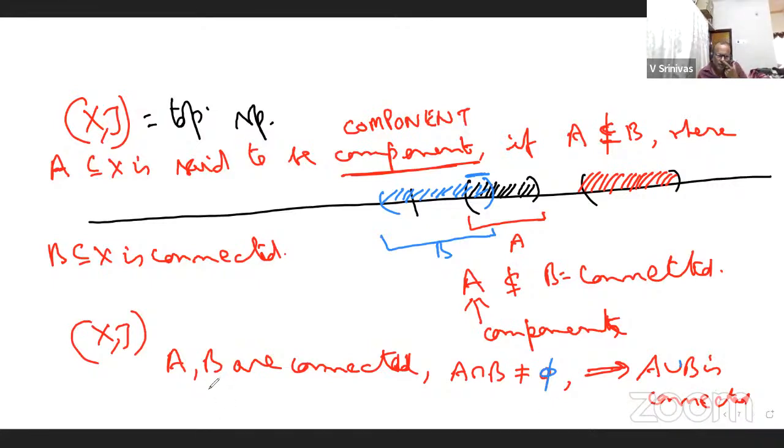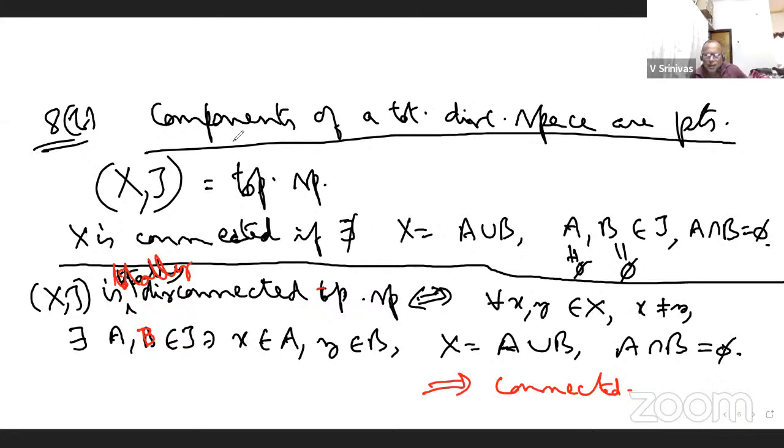So if you have two intersecting connected subspaces, out of these you can generate a larger connected subset, a connected space larger than the individual connected spaces. So this is a way to construct larger connected topological spaces, or topological subspaces. Now we can come to the assertion: components of a totally disconnected space are points. Let us prove this.